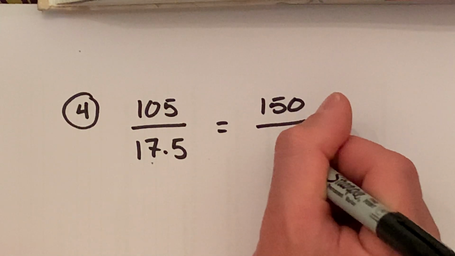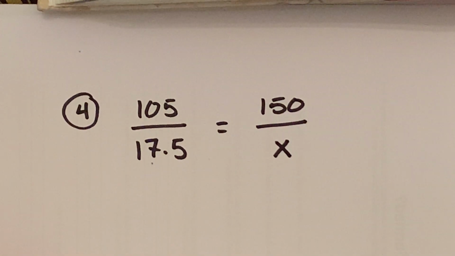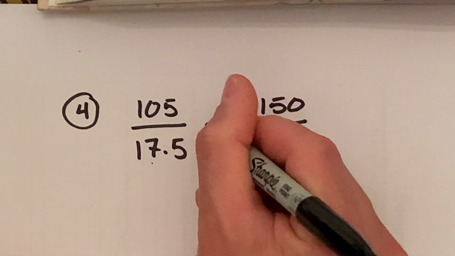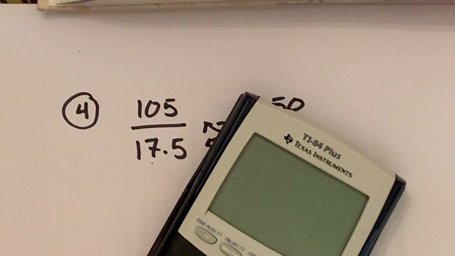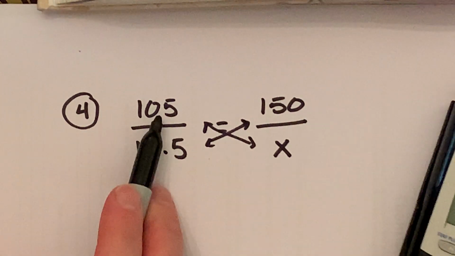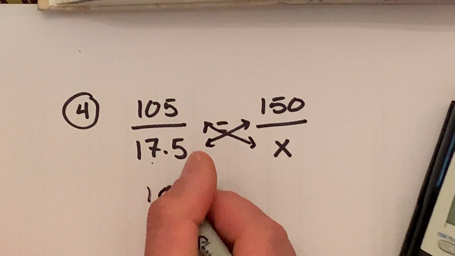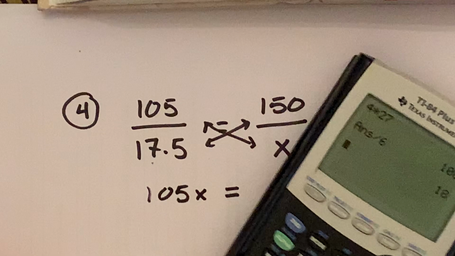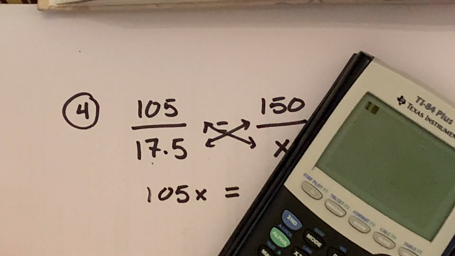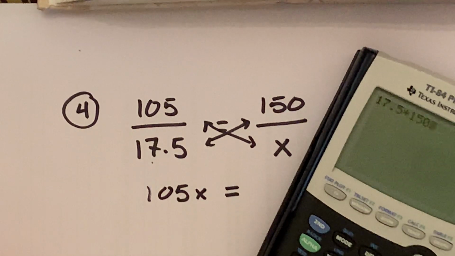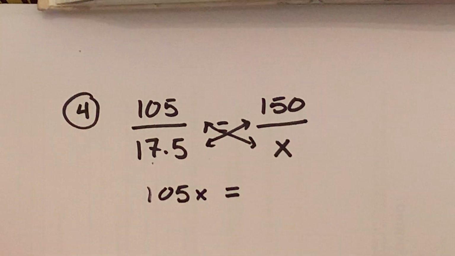So I can make this any variable. Here, I'm going to make it x. Same thing, cross products, multiply and multiply. So get my calculator out. Here we go. First up, well, I know 105x because 105 times x. 105x. And then 17.5 times 150 is going to equal 2,625.